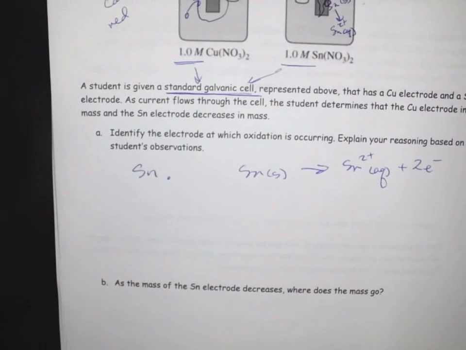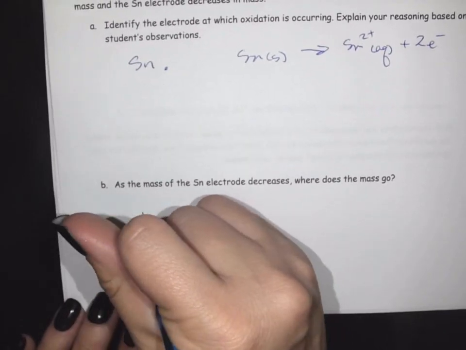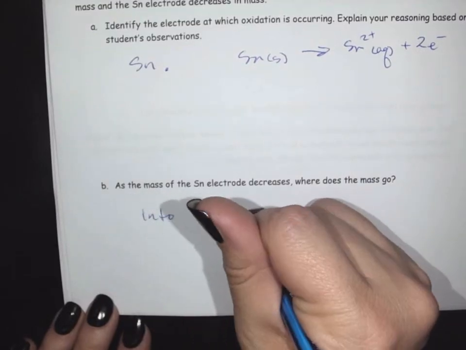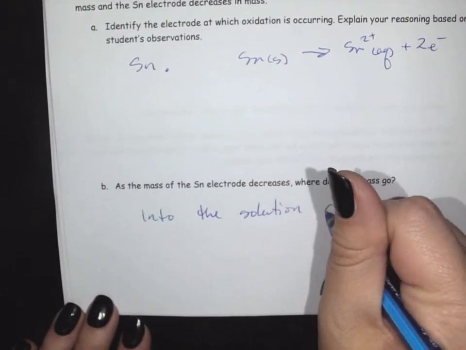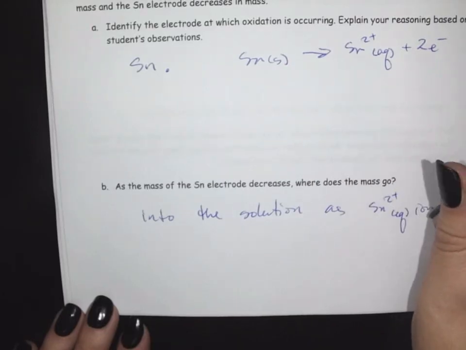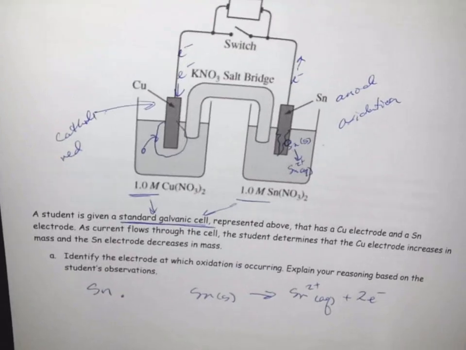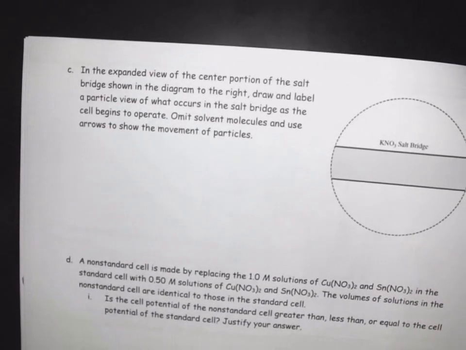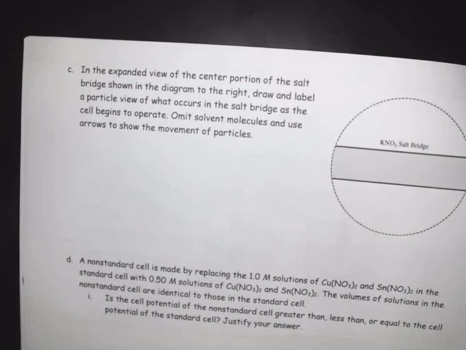As the mass of the Sn electrode decreases, where does the mass go? Into the solution as Sn2+ aqueous ions. In the expanded view of the center portion of the salt bridge shown in the diagram to the right, draw and label the particle view of what occurs in the salt bridge.